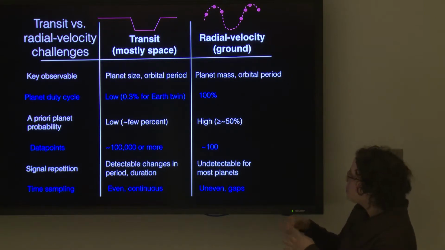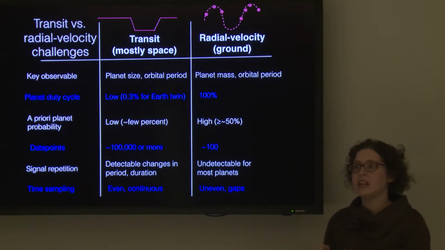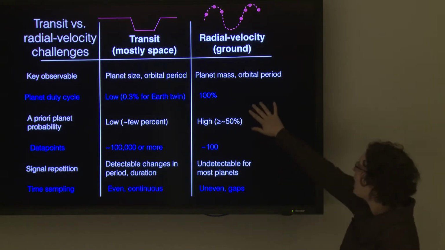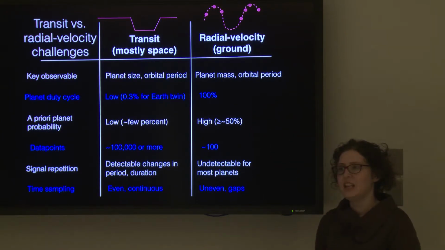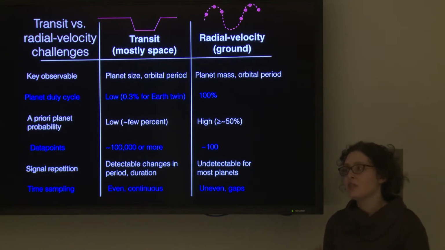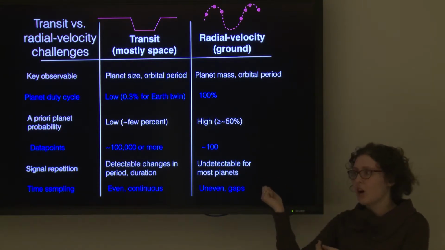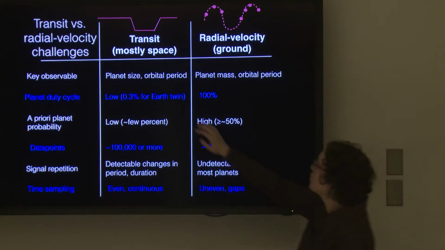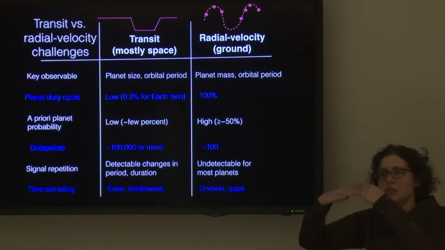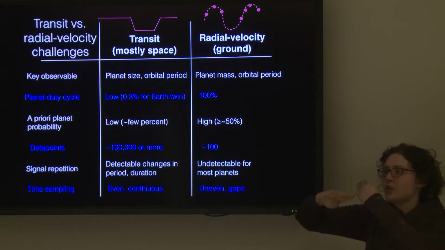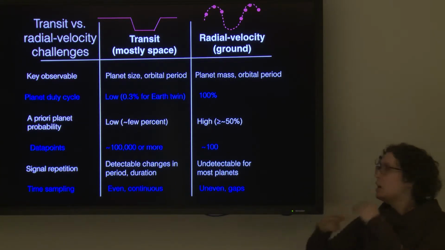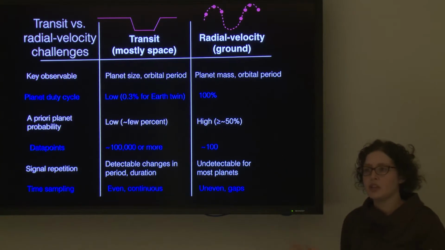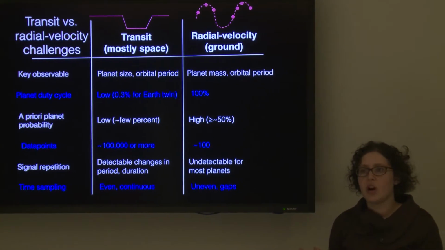The percent chance that there's a planet in your data set is very high for radial velocities. And that's because we now know that planets are very common, that about half of stars or maybe even more have a planet. So chances are if you look at a star, there's going to be a planet there. It's just a matter of what its properties are. Whereas for the transit technique, since you need a special geometric alignment for the transit to happen, most stars you look at won't have a transiting planet, even if every star had a planet.